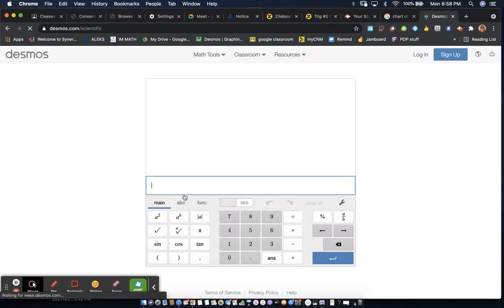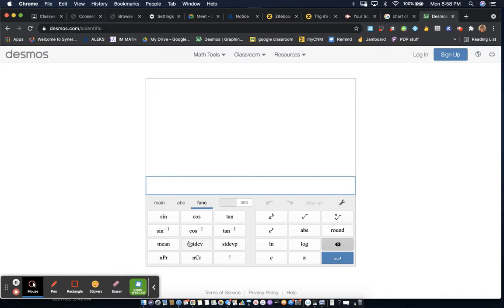I know I've done it before. Okay, there's Desmos. Take a look right here. See, sine, cosine, tangent. That's what you're using. You've already been using those, but look: sine inverse, cosine inverse, tangent inverse. These are going to take you from the value of the sine or the value of the cosine to the angle.